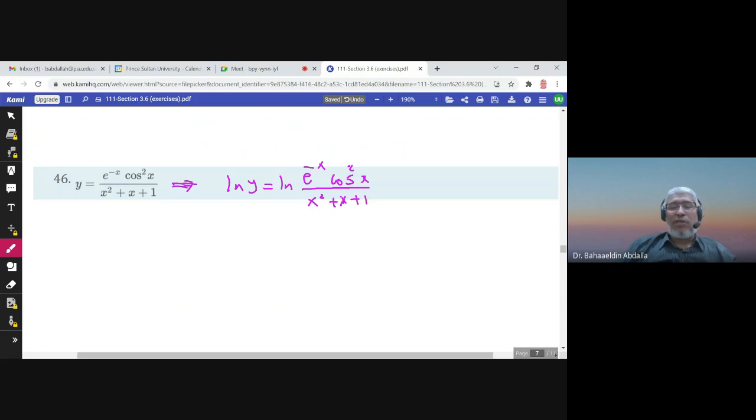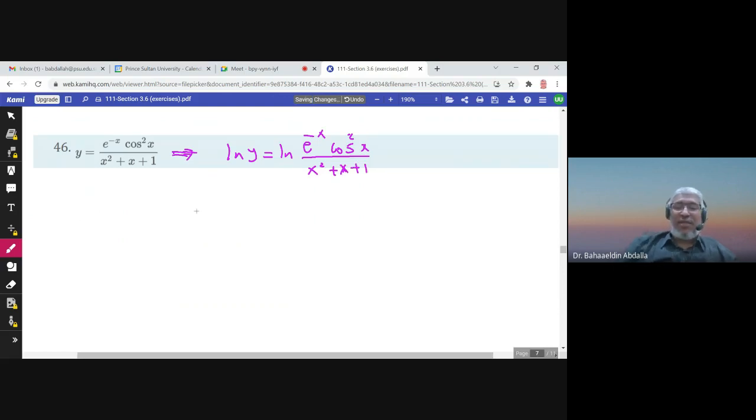Let me do this step by step. Now expand the right hand side. So I'll say ln e^(-x) cosine^2 x minus ln (x squared plus x plus 1).